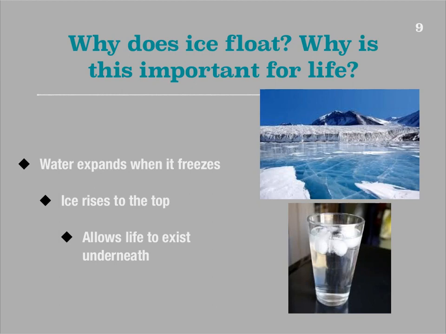Okay, one of the important properties of water is that ice floats. Well, why does it float, and how is this important for life? When water freezes, it forms a crystal. So it's one of the few substances whose solid form is less dense than its liquid form. And as a result, since it's less dense, ice rises to the top of water. Looking here, the ice forms on the top of the lake or on top of the ocean or on top of the pond. This is important because it allows life to exist underneath. Very important for living things.